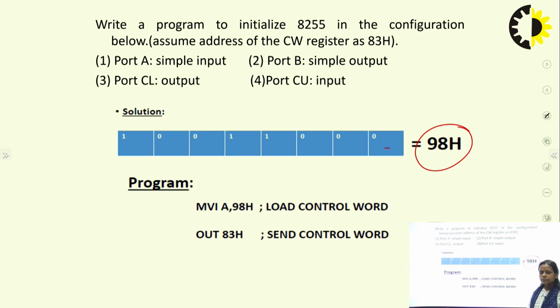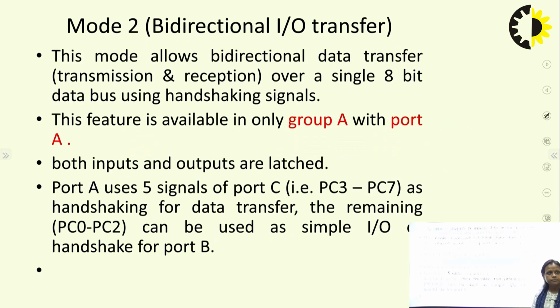Now we will move this 98H to the accumulator. We will load this control word in the accumulator, and then we will send this control word to the address 83H, which is the address of the control word register. So we can initialize the 8255 in this particular mode.